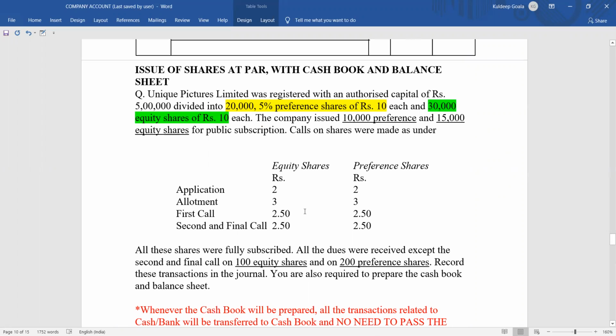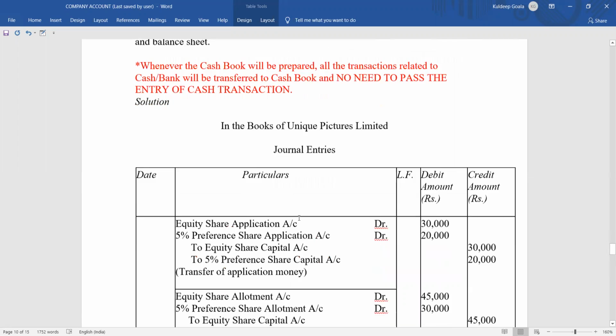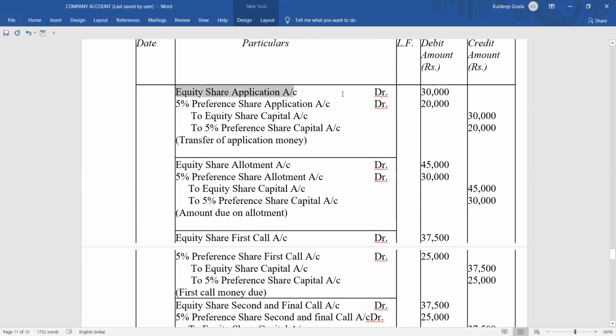It is equity share application account debit. Then 5% preference share application account debit to equity share capital account, to 5% preference share capital account, right? So there's no bank, so directly it will be shown in the entry as equity share application account debit 15,000 into 2, 30,000, 5% preference share application account debit 10,000 into 2, 20,000, to equity share capital account 30,000, to 5% preference share capital account 20,000.